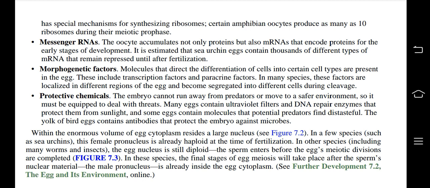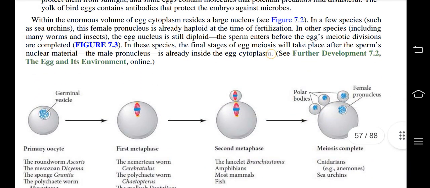Then morphogenetic factors. Molecules that direct the differentiation of cells into certain cell types are present in the egg. These include transcription factors and paracrine factors. In many species, these factors are localized in different regions of the egg and become segregated into different cells during cleavage. And protective chemicals are also there.